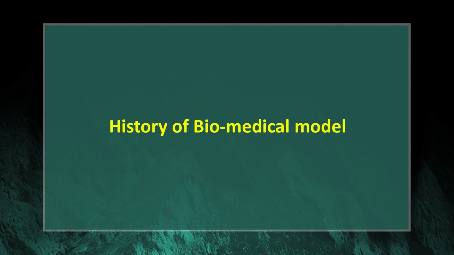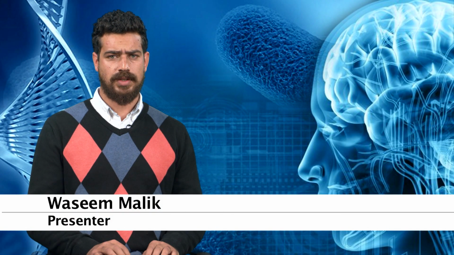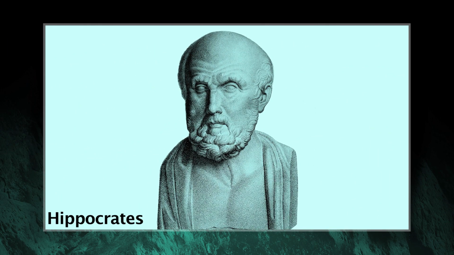History of the biomedical model. The first written evidence of the knowledge about the relation between soul and body can be traced in the period from the year 500 to 300 BC in the writings of ancient Greek philosophers. In the year 500 BC, Hippocrates spoke of a certain type of holistic approach to health and disease.